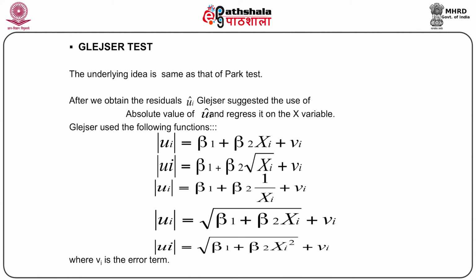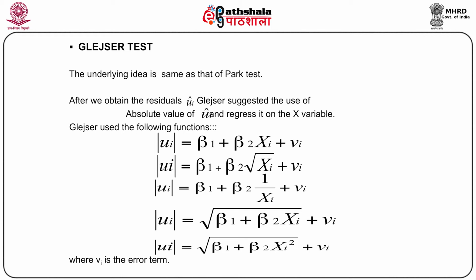In his experiments, Glejser used either one of the following functions. The following functions are modulus of ui equals beta 1 plus beta 2 xi plus vi, mod of ui equals beta 1 plus beta 2 square root of xi plus vi, where we use the square root of the explanatory variable, or modulus of ui equals beta 1 plus beta 2 times 1 over xi plus vi, where we regress the absolute value of the error terms on the reciprocal of the explanatory variable xi.